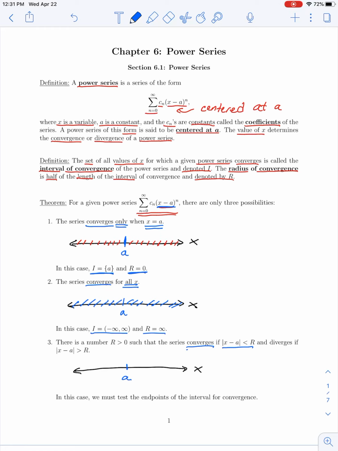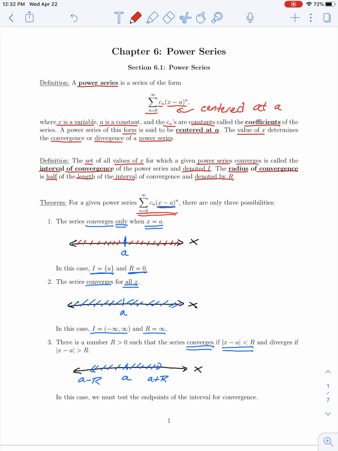And we know that this series will converge if the distance from x to a is less than r. So that means I can move r units to the right of a, I would have a plus r, or r units to the left of a, so I would have a minus r. And everywhere within that open interval, I am guaranteed that my series converges.